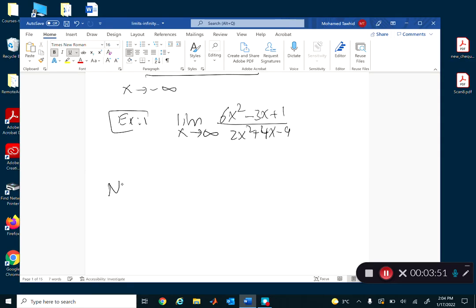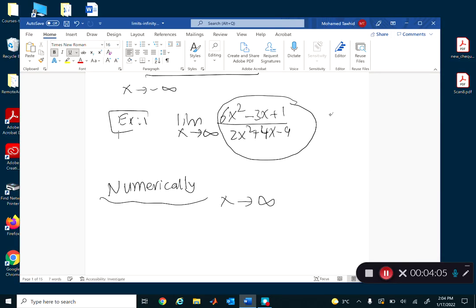I gave you two methods before: one is called numerically and the other is called algebraically. Numerically, x approaches plus infinity. What is your f of x here? f of x equals the fraction 6x squared minus 3x plus 1 over 2x squared plus 4x minus 9. So that is my f of x.